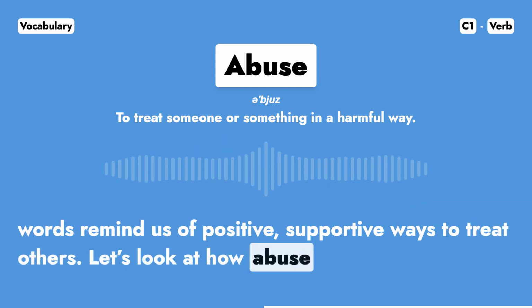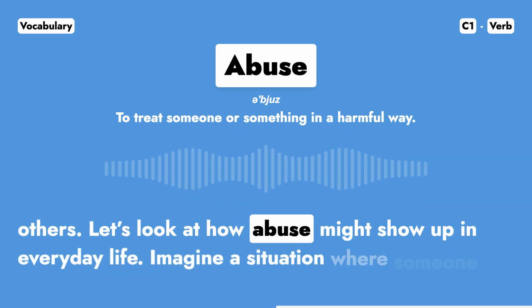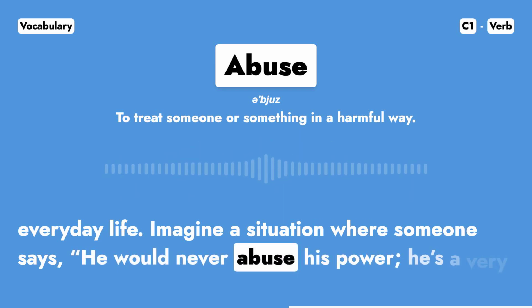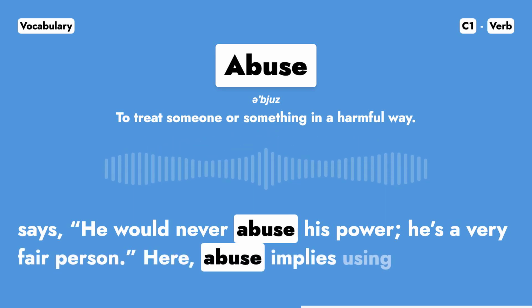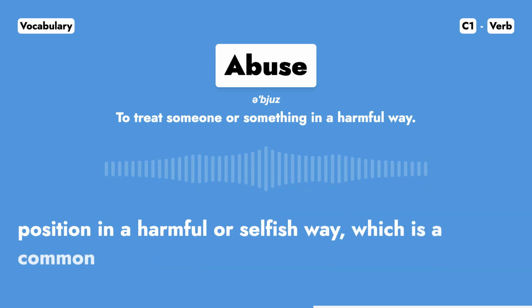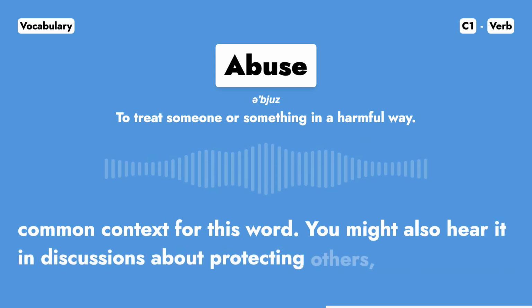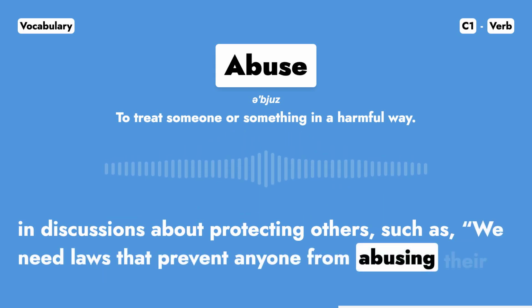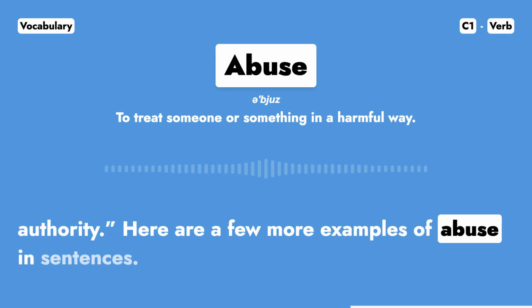Let's look at how abuse might show up in everyday life. Imagine a situation where someone says, "He would never abuse his power. He's a very fair person." Here, abuse implies using one's position in a harmful or selfish way, which is a common context for this word. You might also hear it in discussions about protecting others, such as, "We need laws that prevent anyone from abusing their authority." Here are a few more examples of abuse in sentences.